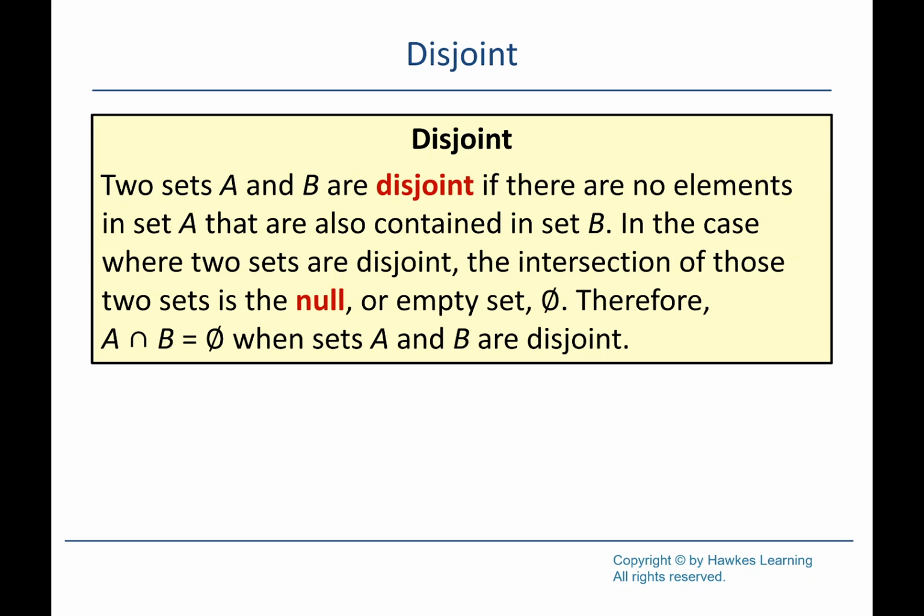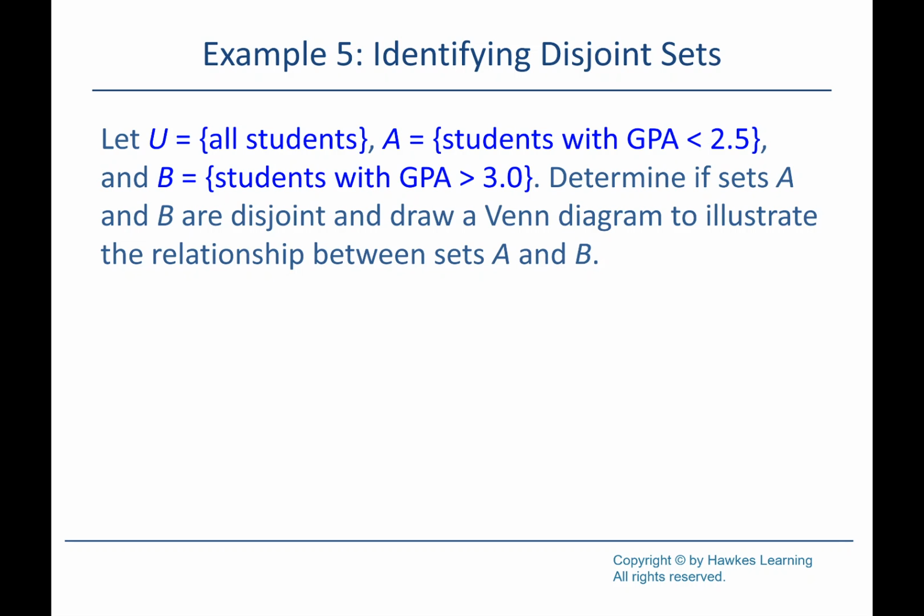Disjoint. Okay, so let's see if we can think about whether or not two sets are disjoint. Let's look at this situation. Our universal set here is all students, very general, just all students. Set A are the students that have a GPA less than 2.5. Set B are students with a GPA greater than 3. And we want to think if those are disjoint, and then we'll draw a Venn diagram.